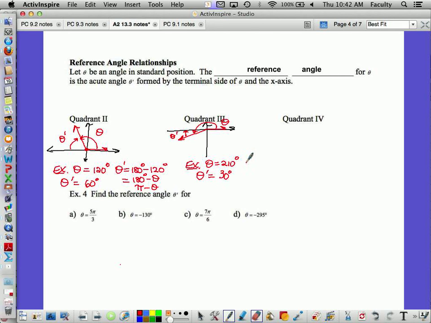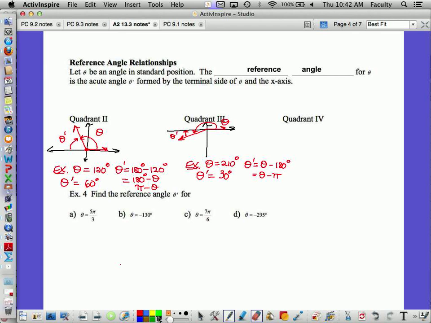But how do you find it? Theta prime is going to be your angle minus 180, or theta minus pi. So look between the second and the third quadrant. Do you see how the 180 has switched? In the second quadrant, it's 180 minus your angle. But in the third quadrant, it's the angle minus 180 because it always has to be positive. Theta prime is always positive.